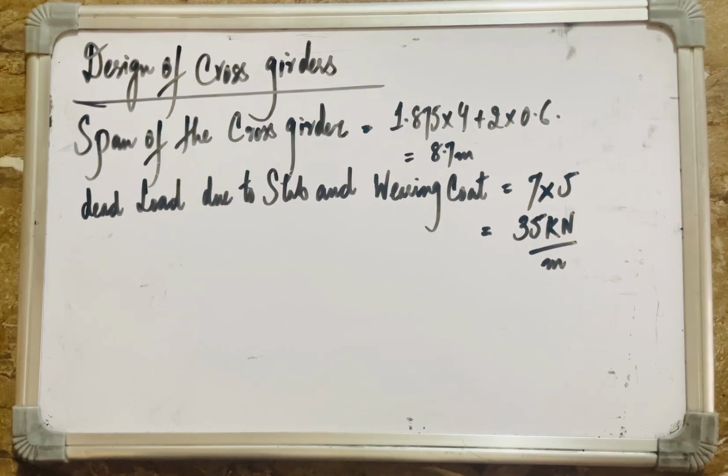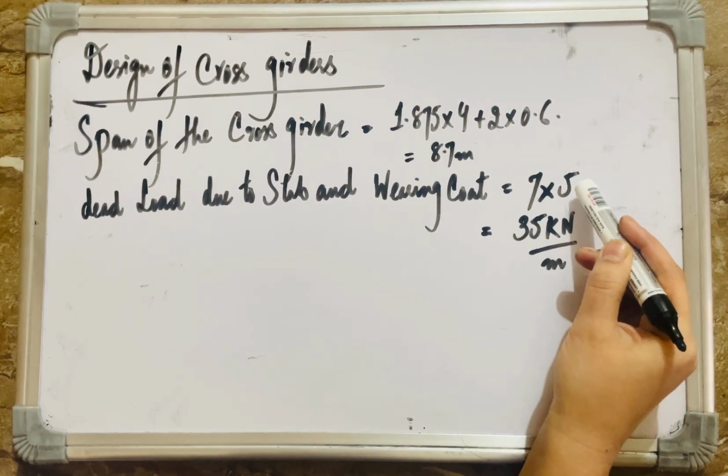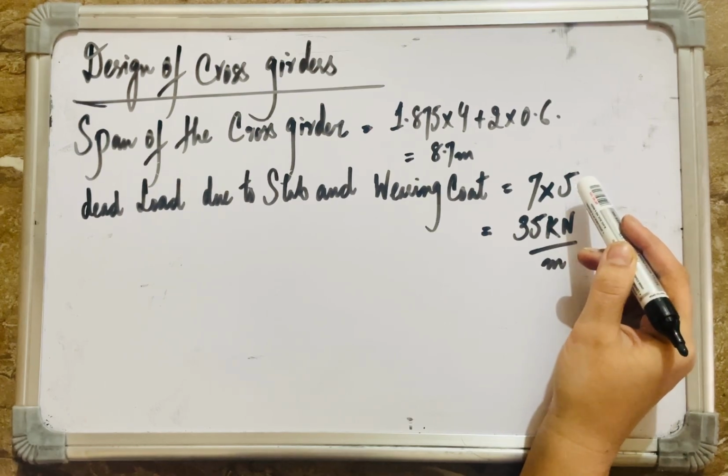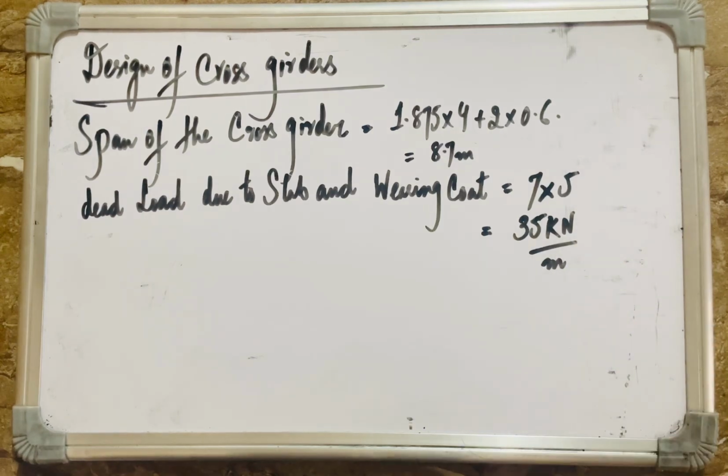In the question itself, we assumed that cross girders are provided at 5-meter intervals joining the nodal points. Please recall the discussions. So dead load due to slab and wearing coat is equal to 7 multiplied by 5, that is 35 kilonewton per meter. After that, we have to calculate the dead load due to stringer beams.